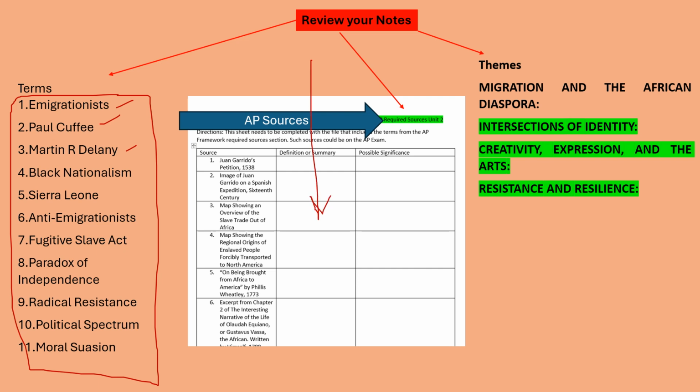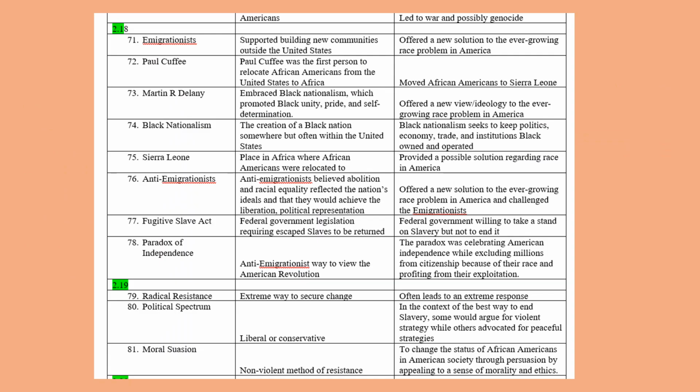Hopefully you have completed the source chart. And as for the terms, here are the definitions and answers.